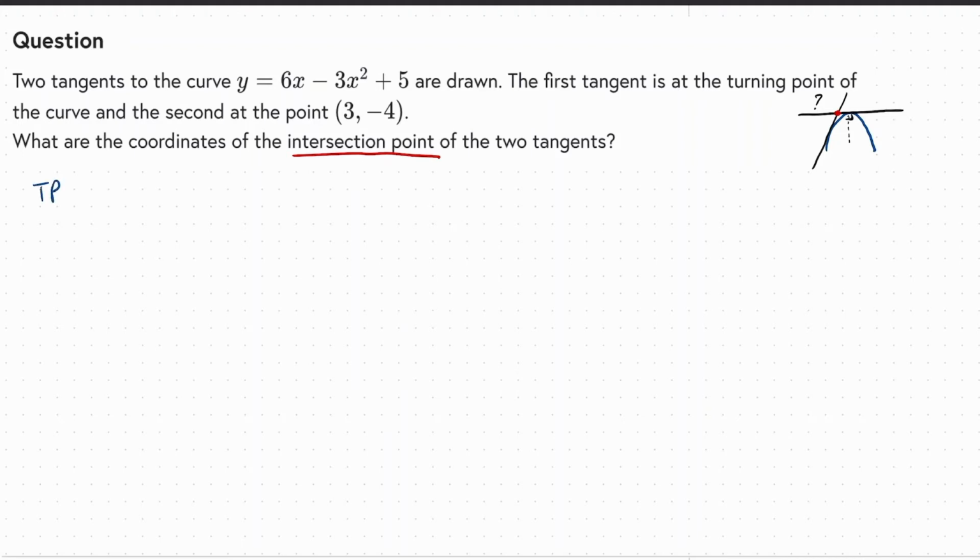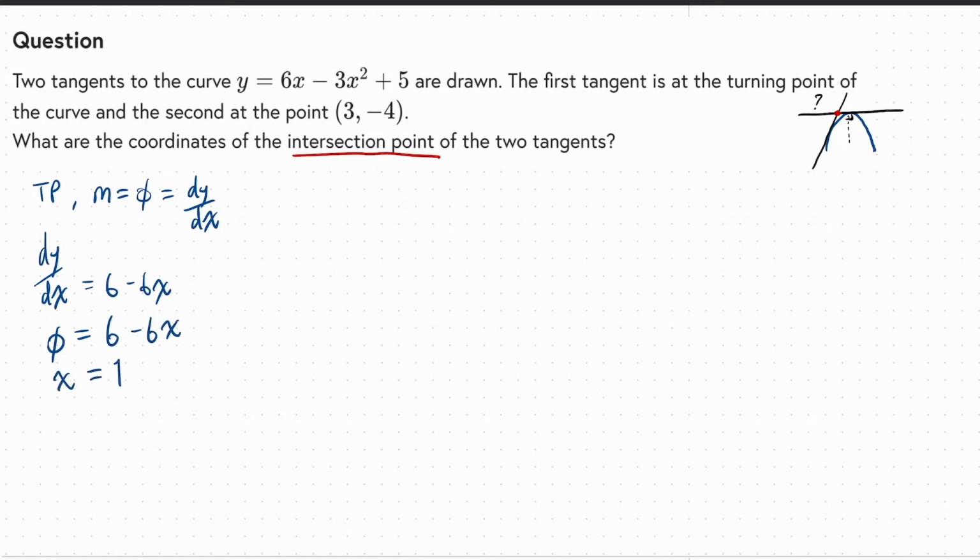So the first thing I'm going to do is, what does turning point mean? The turning point is where the gradient is equal to 0. So what is my x value where the gradient, or remember, we can also say that this is dy over dx, is equal to 0? So the gradient of this curve looks like this. Substitute in 0. A little bit of maths gives me x equal to 1.